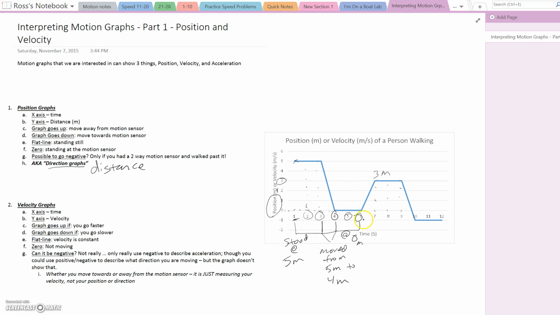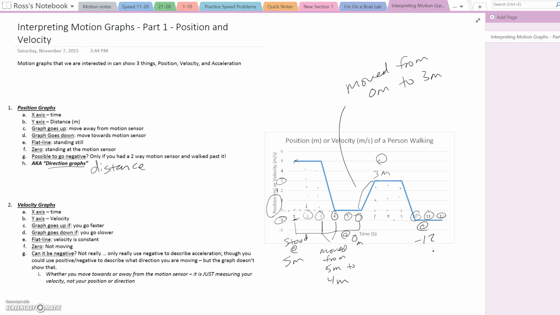So that means that between seconds 6 and 7, right here in this time, we moved from 0 meters to 3 meters away from the motion sensor. Then we stood here at 3 meters. Again, we're obviously moving again to a new position. Now this is one interesting thing that we didn't see in the lab. Seconds 10, 11, and 12 were all at the same spot, and that same spot is -1.